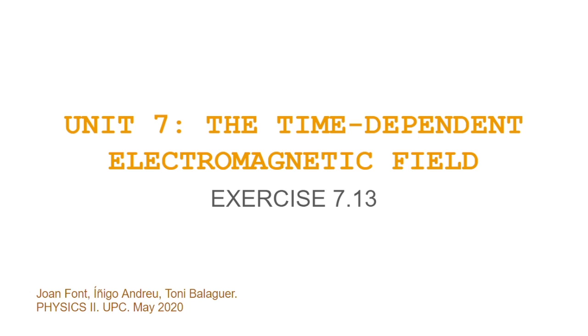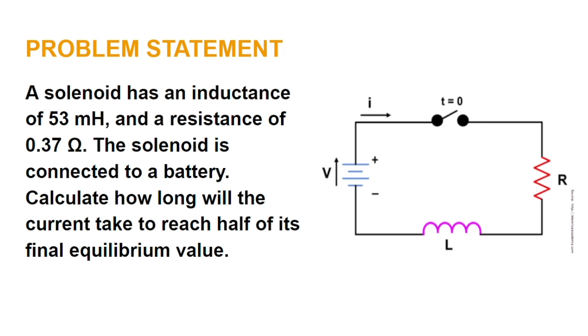The statement says the following. A solenoid has an inductance of 53 millihenries and a resistance of 0.37 ohms. The solenoid is connected to a battery. Calculate how long the current will take to reach half of its final equilibrium value.